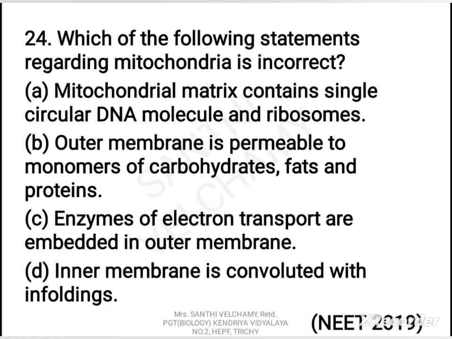Now the next question. Which of the following statements regarding mitochondria is incorrect? A. Mitochondrial matrix contains a single circular DNA molecule and ribosomes. B. Outer membrane is permeable to monomers of carbohydrates, fats and proteins. C. Enzymes of electron transport are embedded in the outer membrane. D. Inner membrane is convoluted with infoldings. The correct answer is C. Enzymes of electron transport are embedded in the inner membrane of mitochondria.